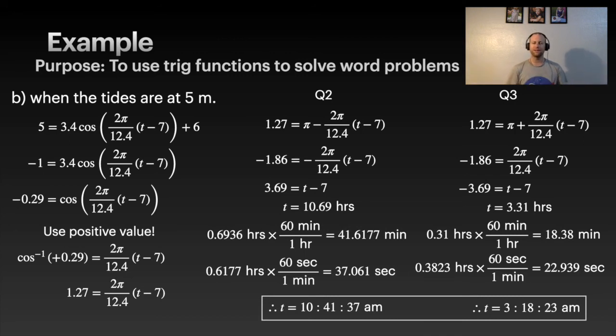Now for this, it didn't give me a domain. It didn't say between this time and this time. We're just going to assume a 24-hour period. And these are going to be my 2 times that I'm at 5 meters.